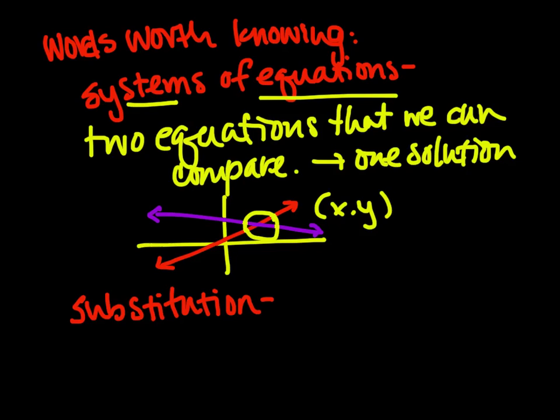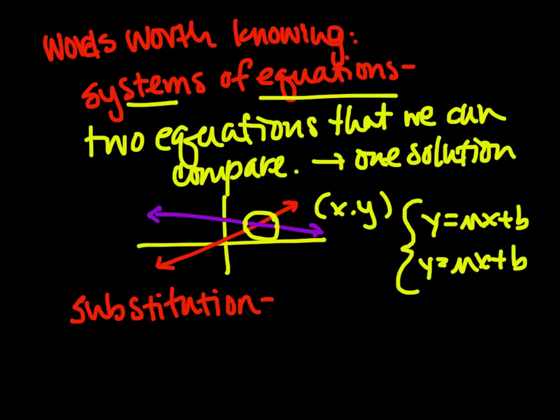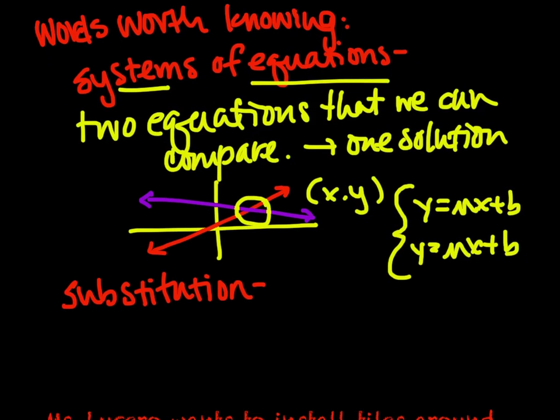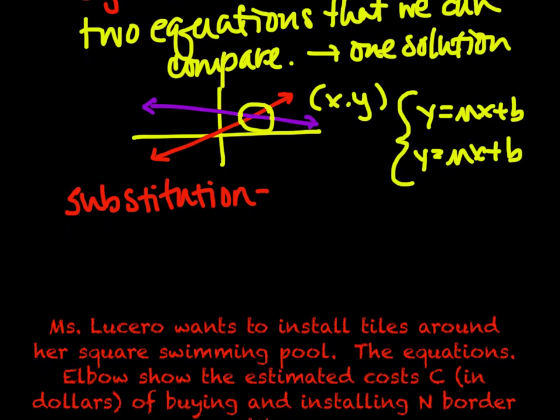These systems of equations are usually shown with this big bracket notation where you'll have one equation and then a second equation. And they'll both be slightly different, or they could be exactly the same. And if they're the exact same thing, we have the same line, which is totally fine. The other word worth knowing is substitution.